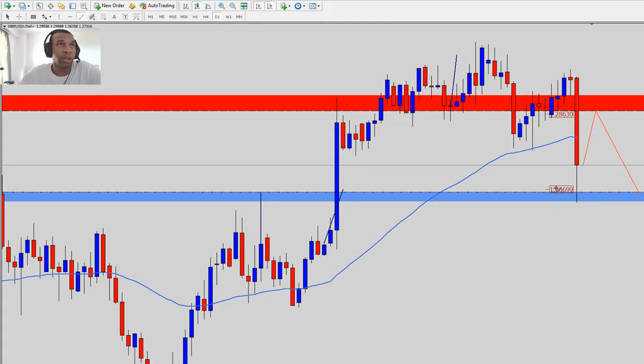I also want to highlight the 126. If the market comes all the way down to the 126, we're looking for bullish evidence. If we get straight to the bullish evidence, we want to see probably a push up to these lows, looking left, or potentially even higher to the 128.